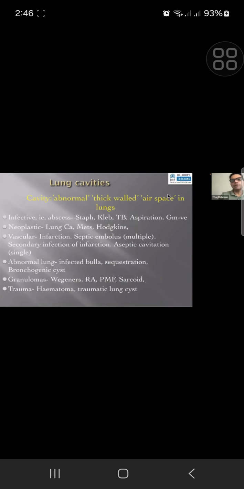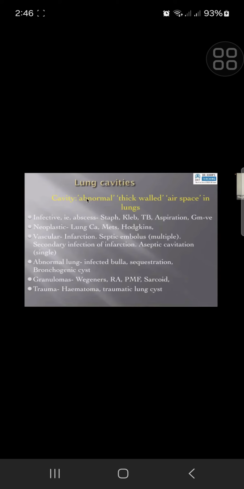Yeah, sorry. This is actually pertaining to the previous case, lung cavity. So what is a cavity? Cavity is an abnormal thick-walled airspace in the lung. So note all these terminologies. It's an abnormal and it's thick-walled. It's an airspace. It's not a normal airspace. It's not a thin-walled airspace.